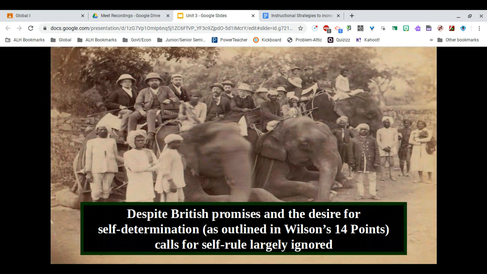Despite their promises and desire for self determination, which again was a big part of Wilson's 14 points, the calls for self rule were pretty much ignored. We have to remember that self determination is the idea that the government of that nation was chosen by those people. The country will determine the type of government.